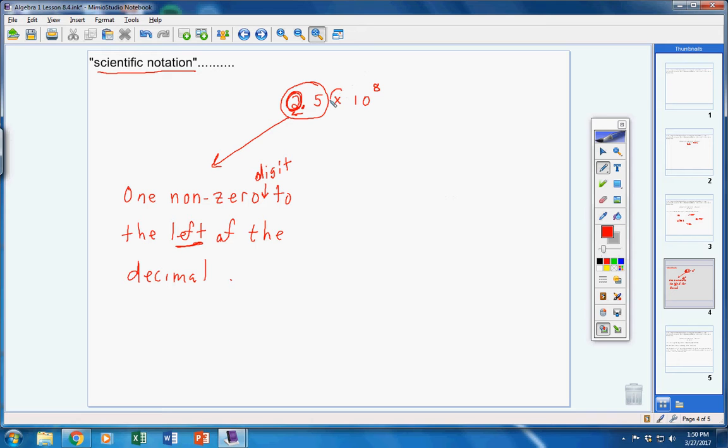Next, you must have a multiplication sign here. That will never change. Next, you must have the number 10 here. That will never change. It's going to always be a 10. Always. Got it? This number here can be any integer. That means like a whole number, positive or negative. I would write that in your notes, please. I would write all of this in your notes.